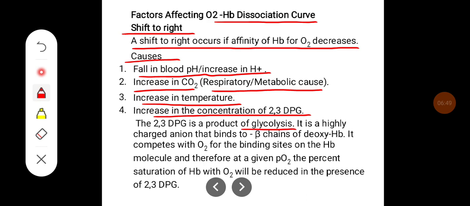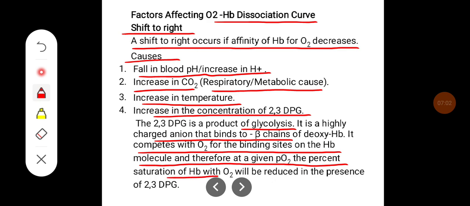It is a highly charged ion that binds to beta chains of deoxyhemoglobin. It competes with oxygen for the binding sites on the hemoglobin molecule, and therefore at a given PO2, the percent saturation of hemoglobin with oxygen will be reduced in the presence of 2,3-DPG.